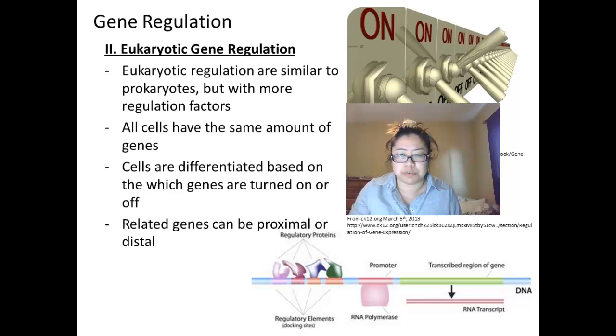Before we move on, as a reminder, there are regulatory proteins which land onto part of the DNA and help regulate whether it turns on or off. Of course, the presence of RNA polymerase starts the process, so that eventually you get an RNA transcript, which will eventually turn into a protein.